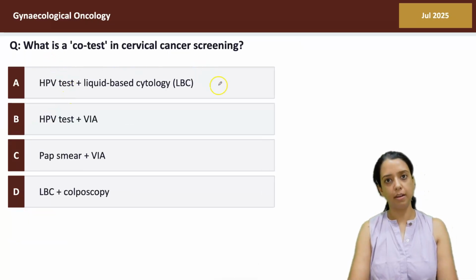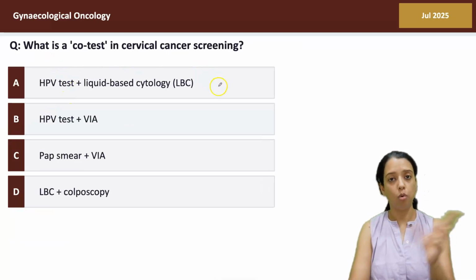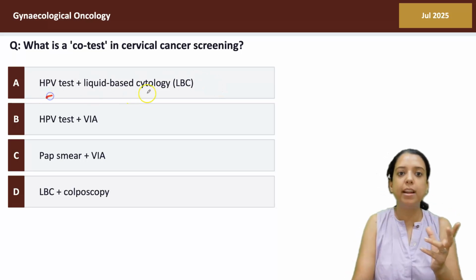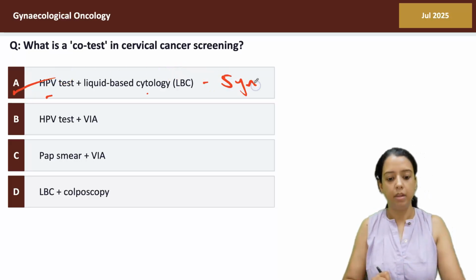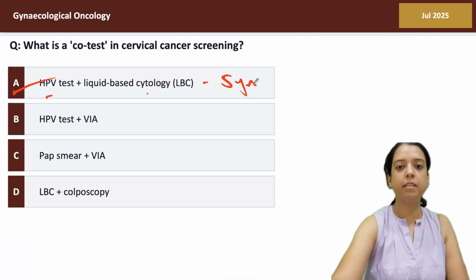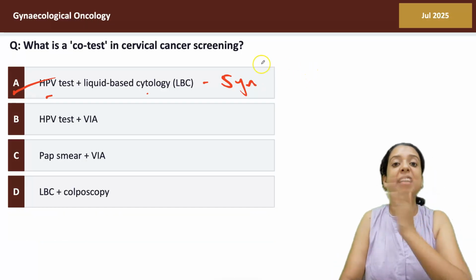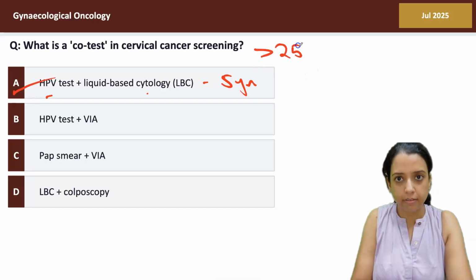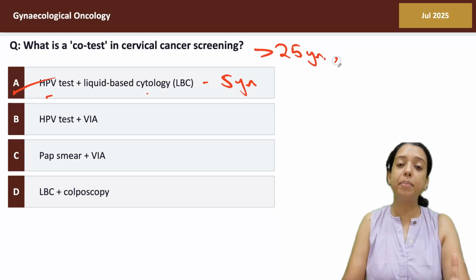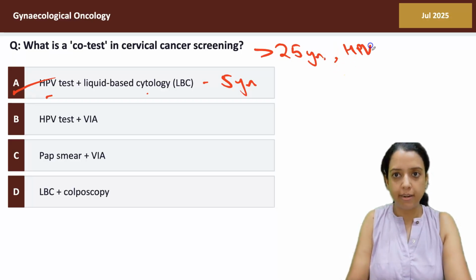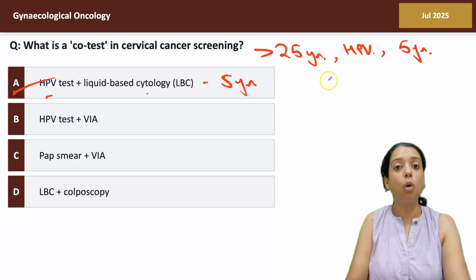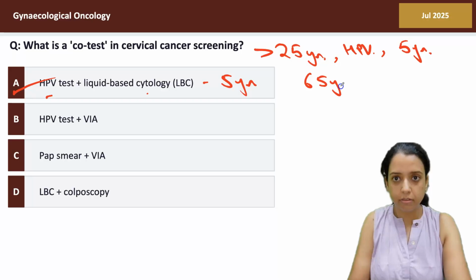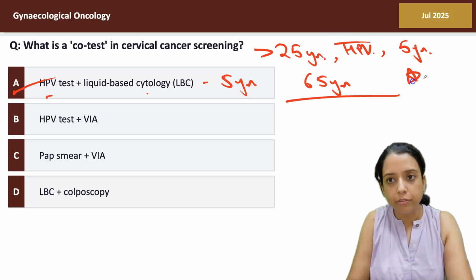What is co-test in cervical cancer? Co means together. When I read that together, HPV and liquid biopsy. It has to be repeated every 5 years. About cervical cancer screening, please remember, what is the starting age? 25 years. What is the primary test? HPV detection. How frequently repeated? 5 years. Till what age is it done? 65 years. Please remember these points.